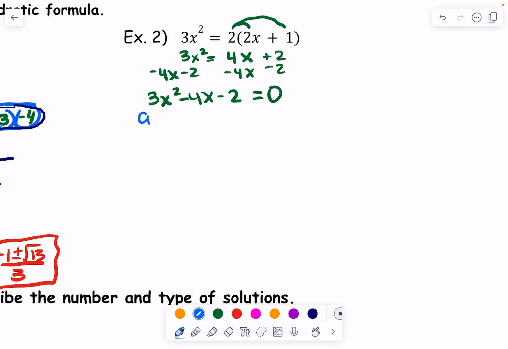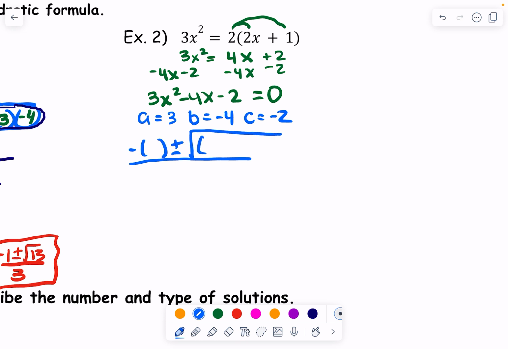So let's relate this to our a, which is 3, our b, which is negative 4, and our c, which is negative 2. All right, now I'm going to go ahead and put the opposite of b, plus or minus the square root of b squared minus 4 times a times c, over 2a. Now I'm just going to put my values in. And so my a is 3. Put our a's in. My b is negative 4. And my c is negative 2.